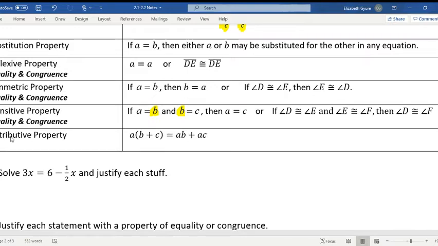And then the distributive property, if you have A times the quantity B plus C, then that equals A times B plus A times C, which should also look familiar to you.